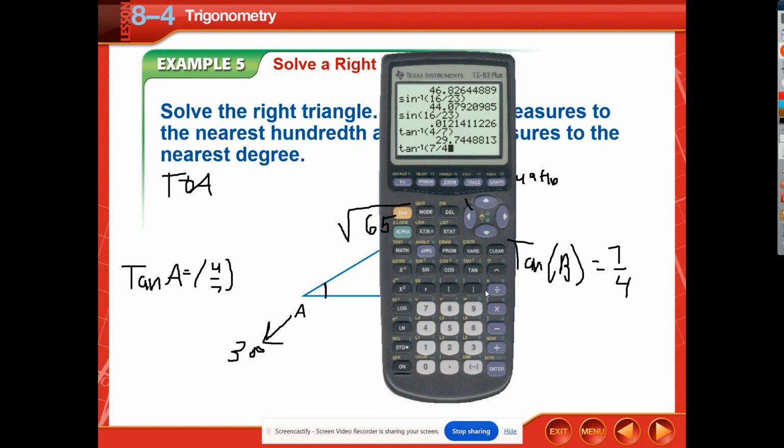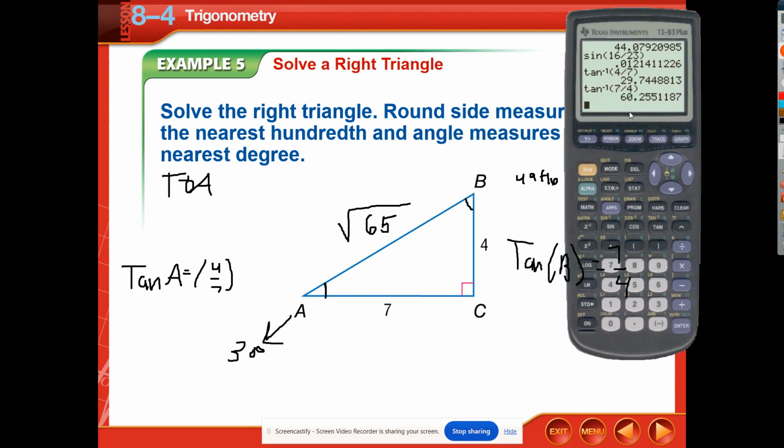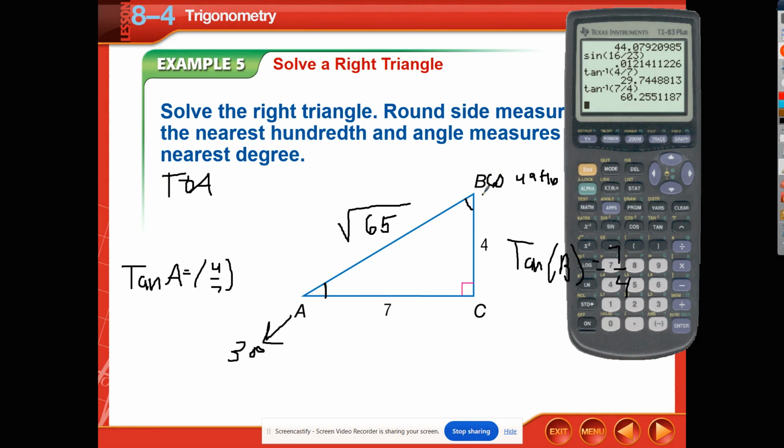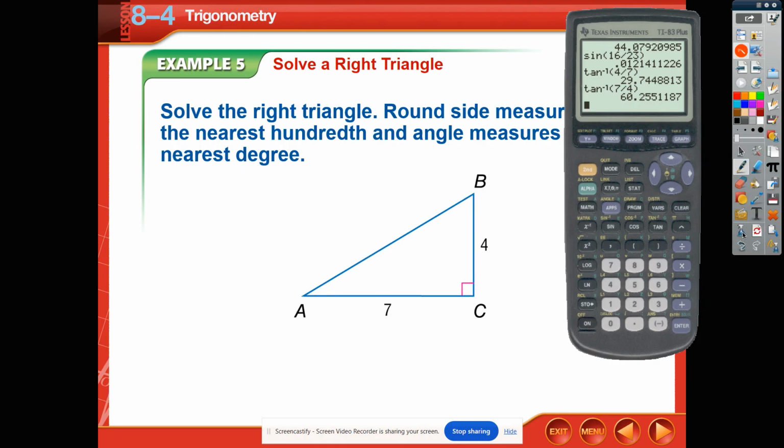And again, this should be slightly over 60, but it should round to 60. So that's 60.3, and again, that would round to 60 since this said to round to the nearest degree. So angle B is 60 degrees, angle A is 30 degrees, and the hypotenuse would be the square root of 65. Found that by doing the Pythagorean theorem.